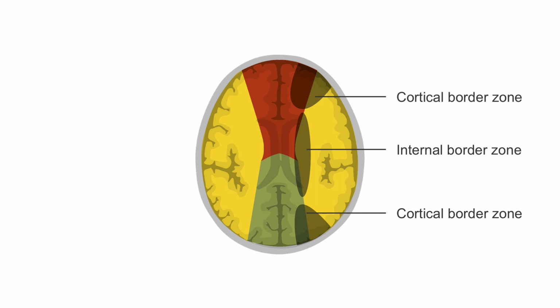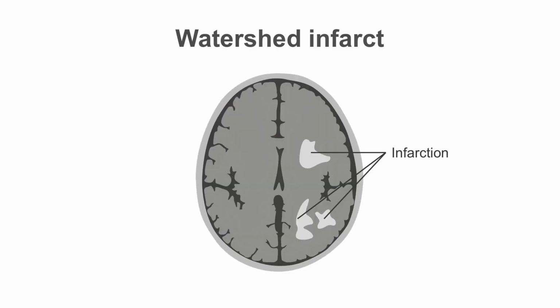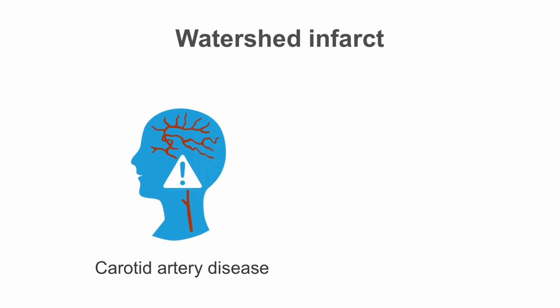Because these border zones represent the furthest reaching regions covered by each artery, when there is low flow and decreased blood pressure, the border zones are most susceptible to infarct. When these regions become ischemic, they produce what is known as watershed infarction. This type of infarct occurs most frequently when there is unrecognized carotid artery disease and some incident provoking low blood pressure.